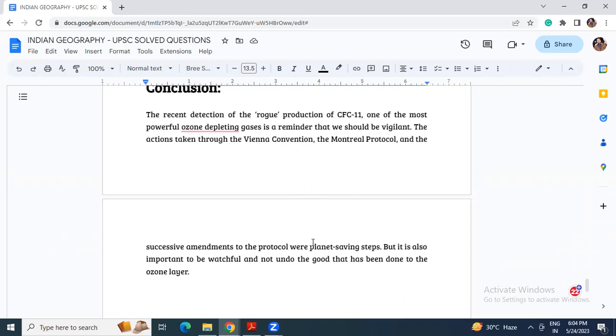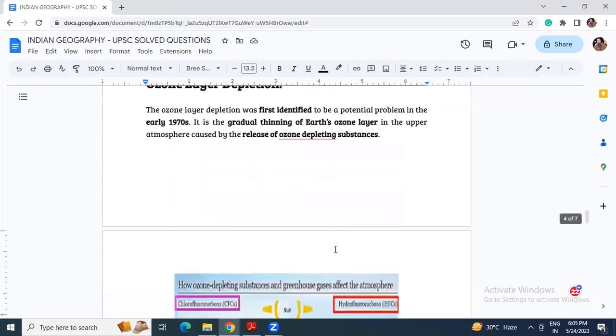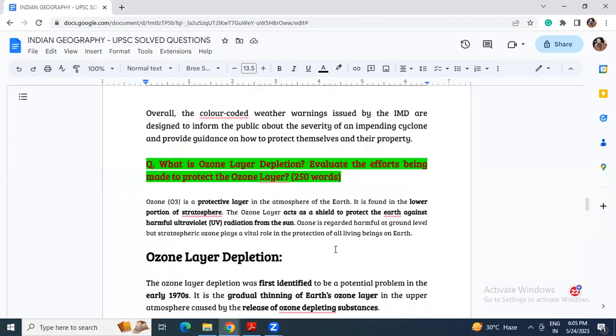So we should remember that we should be more vigilant towards this process, towards the actions that are laid out in the Vienna Convention, Montreal Protocol, and the successive amendments to protect the ozone layer. Then only can we take planet-saving steps, but it is also important to be watchful and not undo the good that has been done to the ozone layer. So this is about ozone layer depletion and ozone layer depletion related protocols.